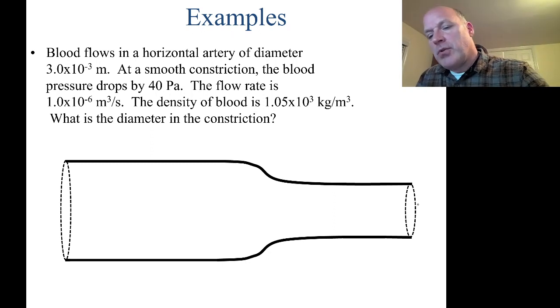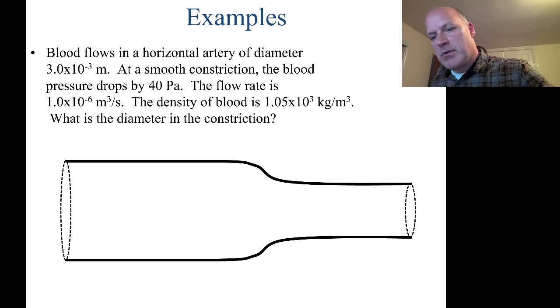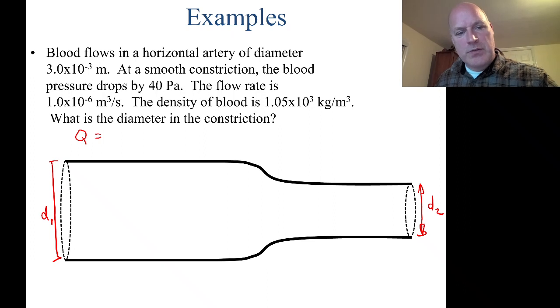So they want to know the diameter here. Let's call it D2. They've given us D1. They've given us the flow rate, which is the same everywhere, 1 times 10 to the minus 6 meters cubed per second. Okay?